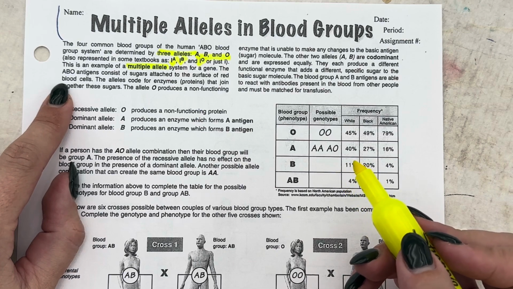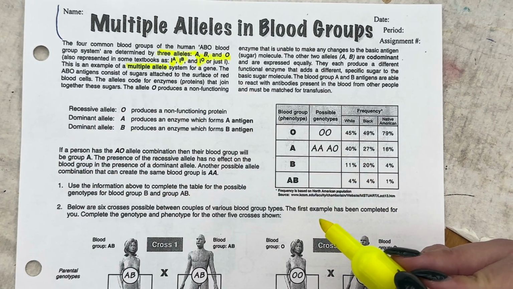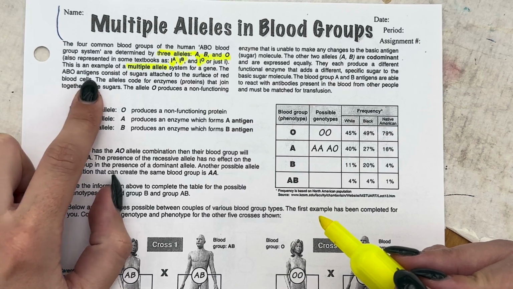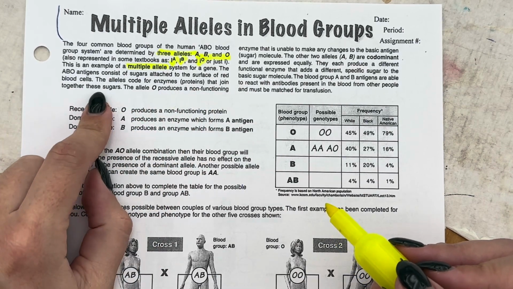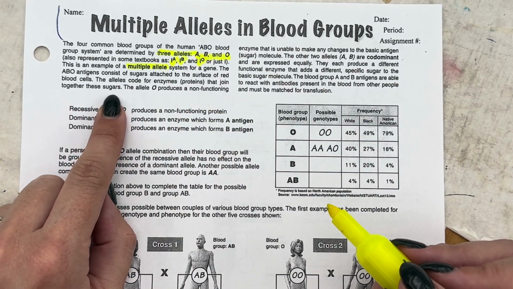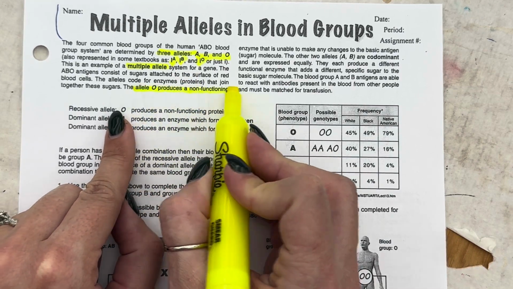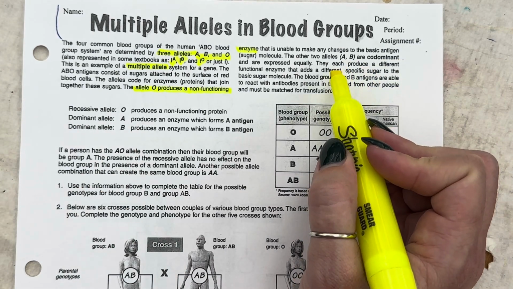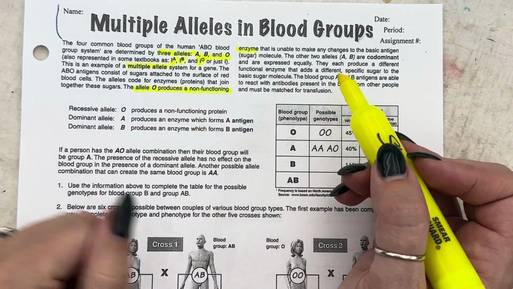And this is going to determine antigens. Those are carbohydrates or sugars that are on the surface of the red blood cell that are important for your immune system and your body communicating to itself that I made these blood cells, these are normal. So the ABO antigens consist of sugars attached to the surface of red blood cells. The alleles code for enzymes or proteins that join these sugars together. The O allele produces a non-functioning enzyme that's unable to make any changes to the basic antigen sugar molecule. So basically no sugar is added there.